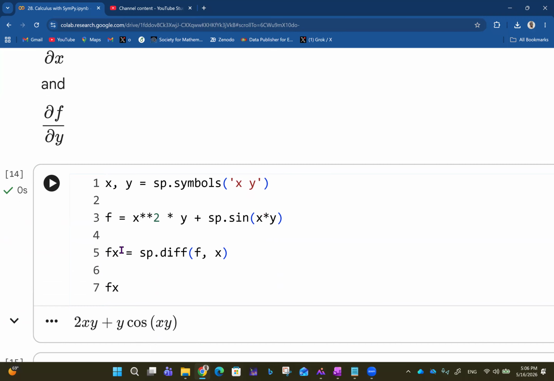So fx means partial f, partial x. So you differentiate this with respect to x. So x squared y, that means you're going to have 2xy because y is taken as constant. And here you have xy. So if you differentiate xy with respect to x, you get y. So that will now be y, then differentiate sine, you get cos. That will be y cos xy. So you have 2xy plus y cos xy. That's what happens here when you differentiate with respect to x.